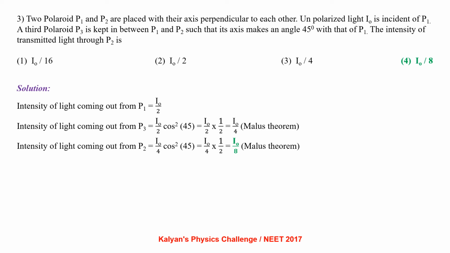Now this I0 by 4 is incident on the third polarizer. By applying the same formula, we get the final intensity of the emitted light to be I0 by 8.